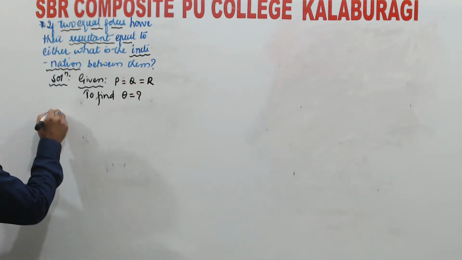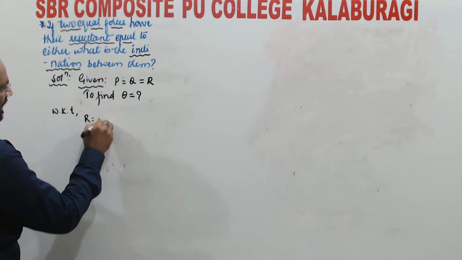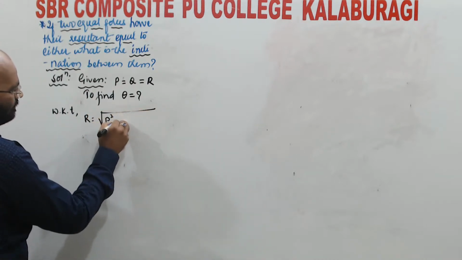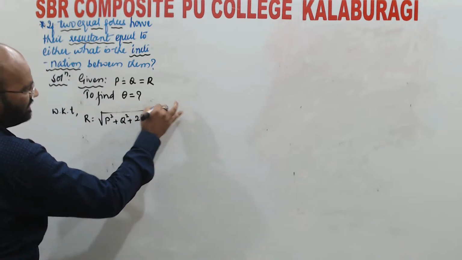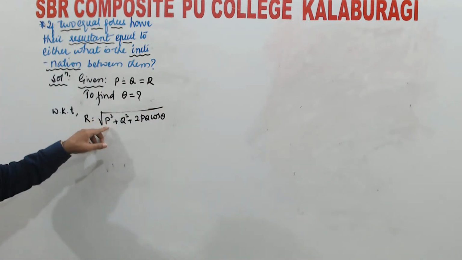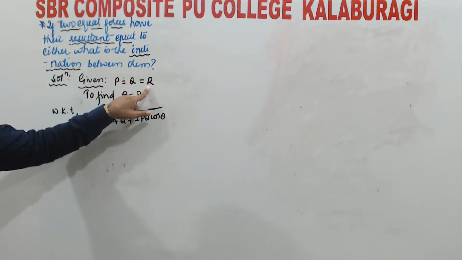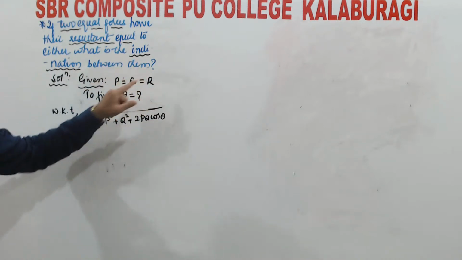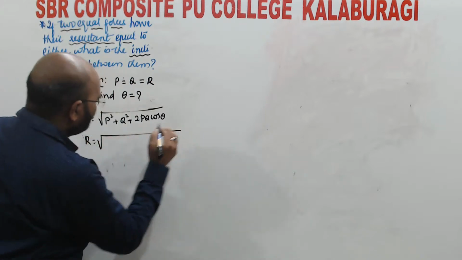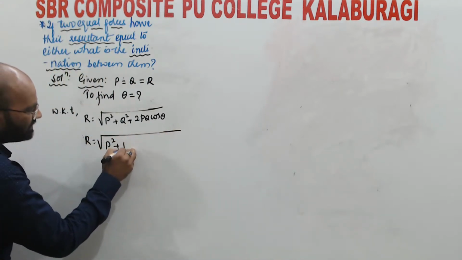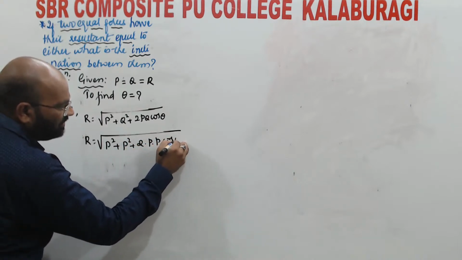Then we know the formula. The formula is resultant R is equal to the square root of P square plus Q square plus 2PQ cos of theta. This is the formula we have. Then P value can be substituted as R, and Q can also be substituted as R. It means all are equal. Then we can write R is equal to the square root of P square plus 2P dot cos of theta.